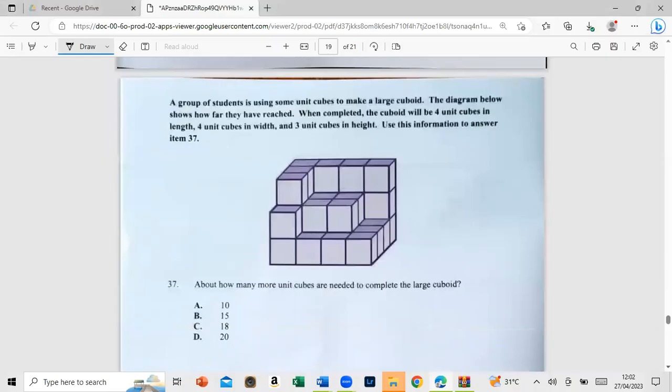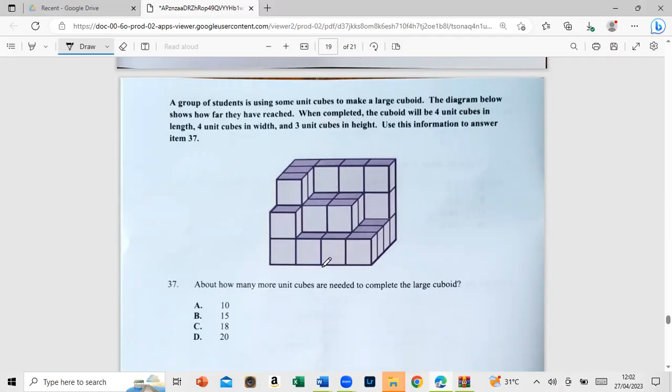A group of students is using some unit cubes to make a large cuboid. The diagram below shows how far they have reached. When completed, the cuboid will be four unit cubes in length. So it's 4 in length. Oh, this top. 1, 2, 3. Alright. No, in length or height. Which one? I'm going to read it again, guys. When complete, the cuboid will be 4 unit cubes in length. Okay, length.